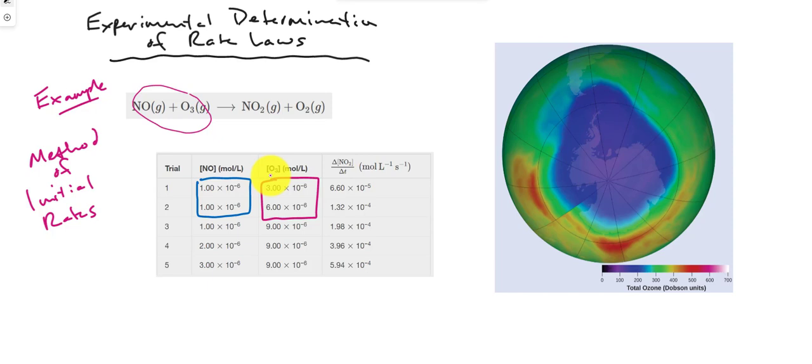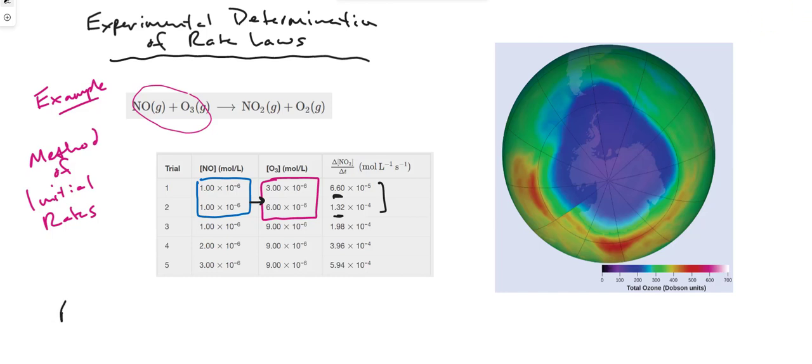And so what we can do is use these 2 pieces of data to compare to figure out what the overall order is with respect to ozone. So we know that when NO is fixed and ozone doubles, what happens to these 2 values? Well, if you do that with math, it turns out that this number doubles to create this number. So make sure you convince yourself that's true. So in other words, when ozone concentration doubles, the rate doubles, which means that's a 1-to-1 or linear relationship, which would mean the order with respect to ozone would be 1.